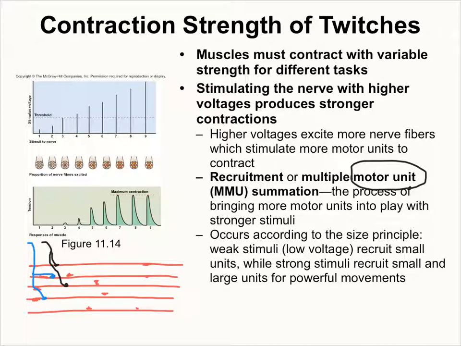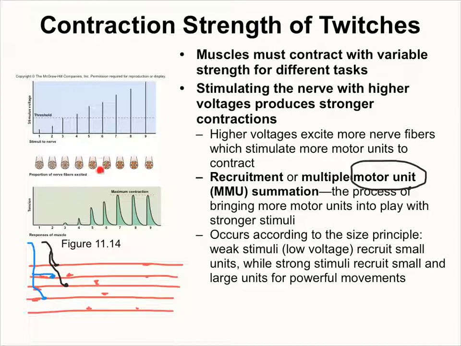So here, this nerve doesn't have any neurons active. This nerve doesn't have any neurons active. Here, we've just reached our threshold. We've got one neuron active here. It's bringing in one motor unit. Maybe 10 fibers are contracting. 10 fibers contracting, not a whole lot of force being made.